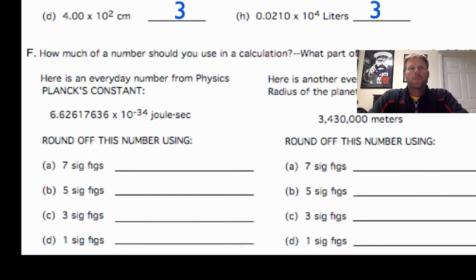For example, what if you needed to round Planck's constant to 7 significant figures? You must start by looking at the 8th digit, which is a 3 in this case. Now follow the rounding rules you learned way back when in math class. 0 to 4, and you round down. 5 to 9, and you round up. In this case, the 7th sig fig would not round up, so you would report 6.626176 times 10 to the negative 34th joule seconds.